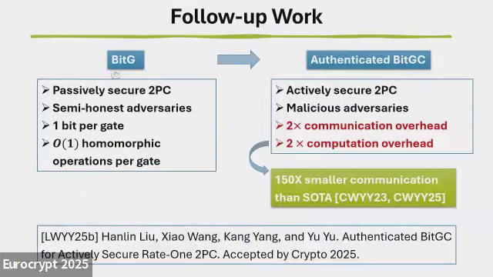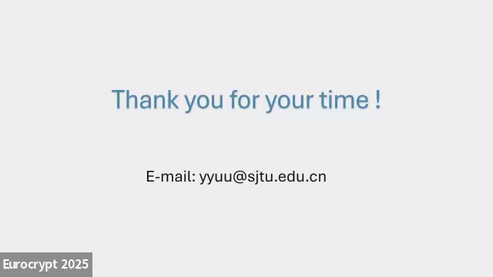This is our work called BitGC. We also have a follow-up work we call authenticated BitGC, where we extend this passive security to active security against malicious adversaries by paying twice the overhead in both communication and computation. Compared with the previous state of the art, the communication is reduced by 2 orders of magnitude. This follow-up work will appear at this year's Crypto. That's my talk. Thank you very much.